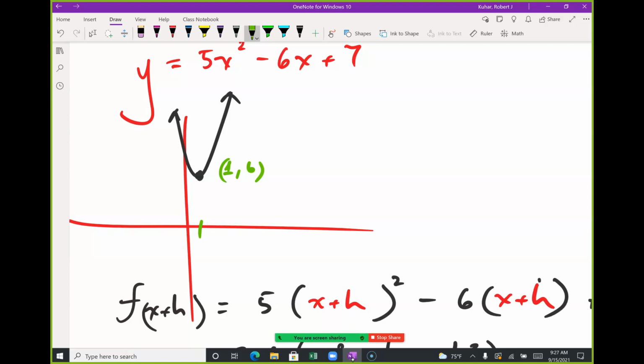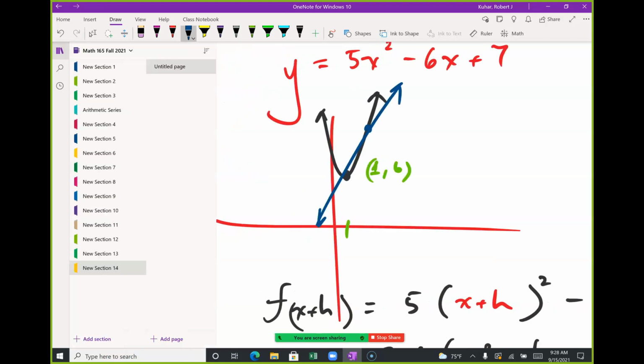And I'm interested in secant slopes when h is positive. So I'm interested in a secant slope to the right. In fact, I'm interested in a bunch of them. Let me redraw my picture one more time so I can get a little more detail.